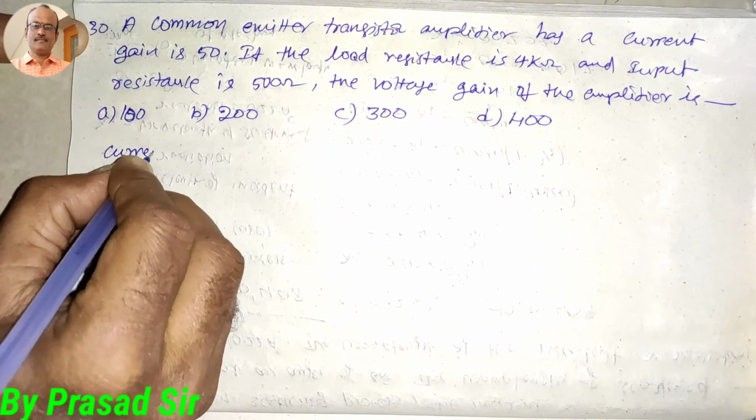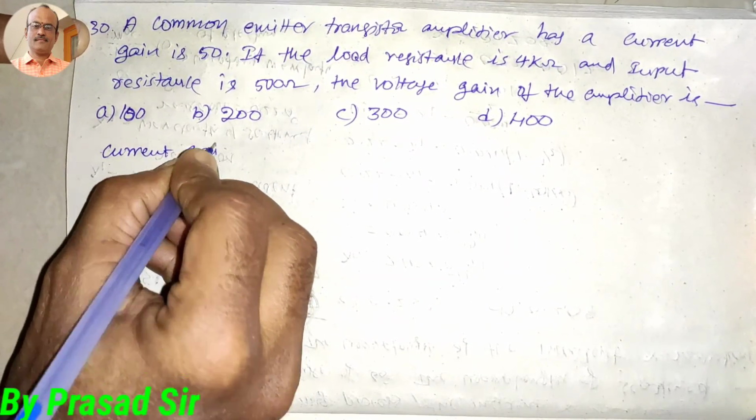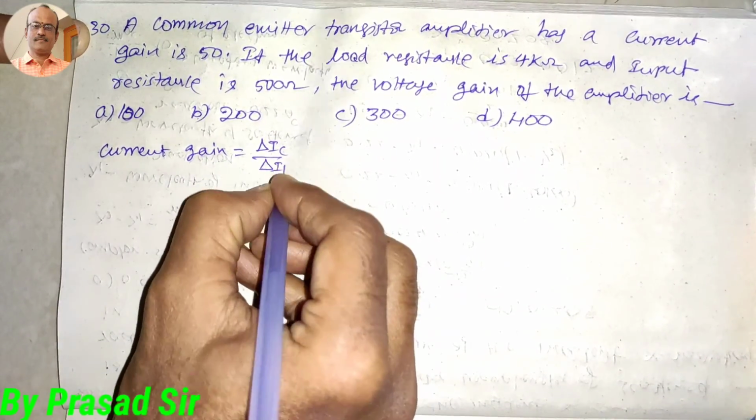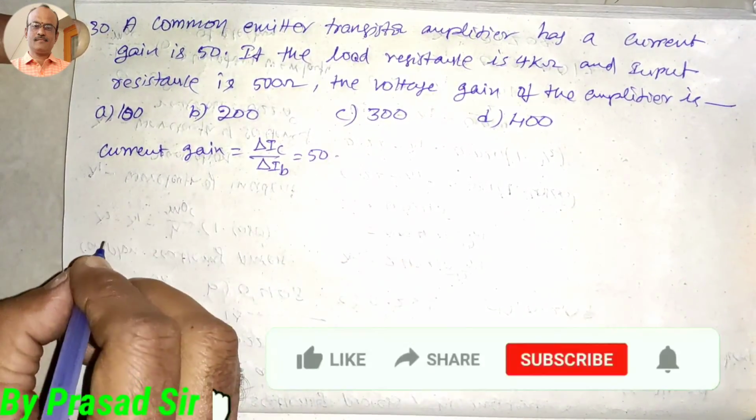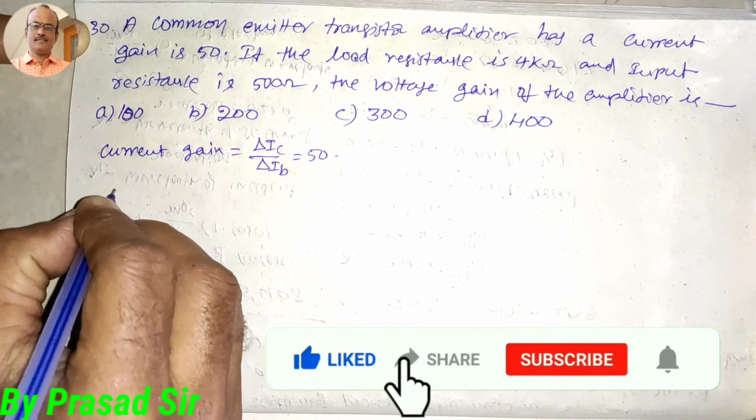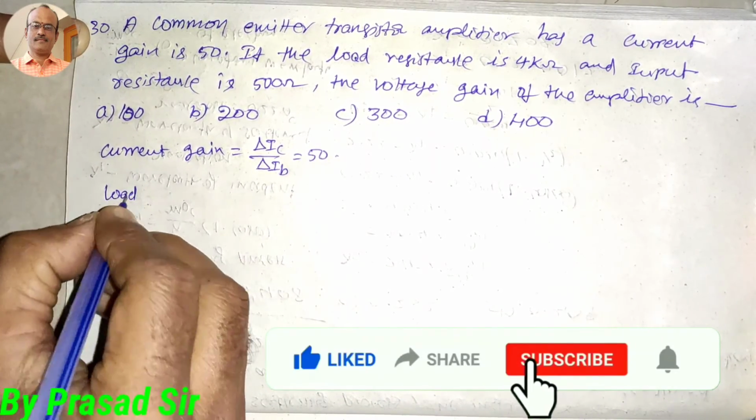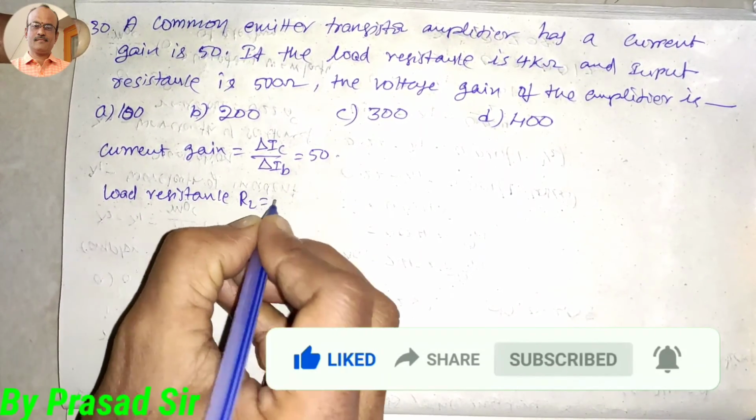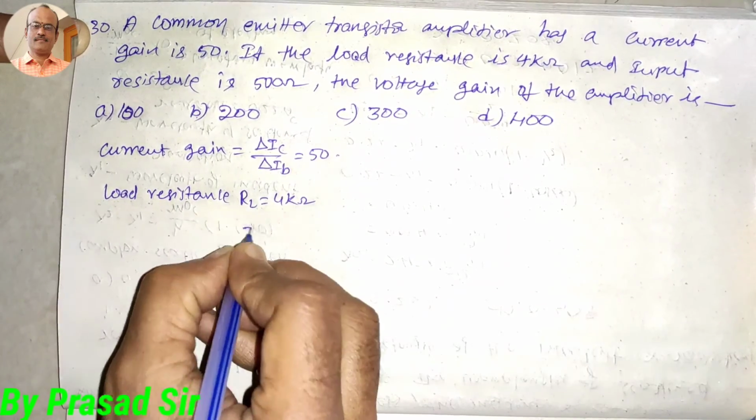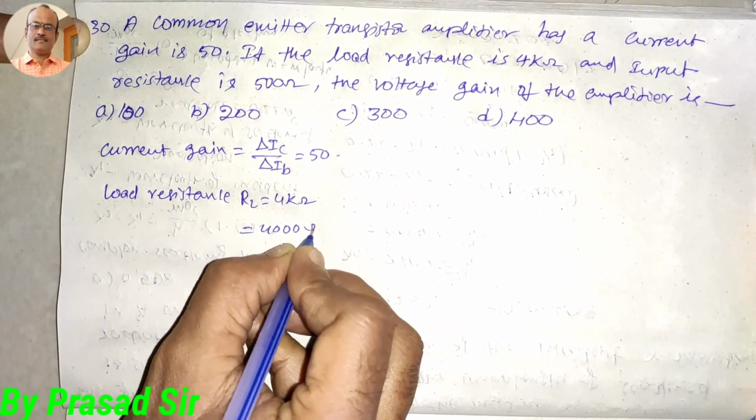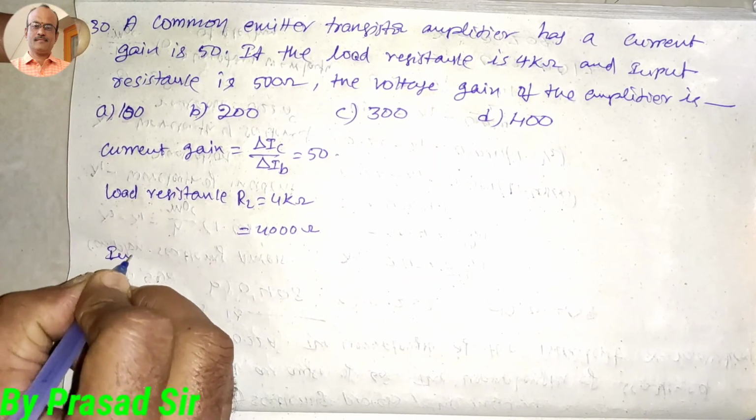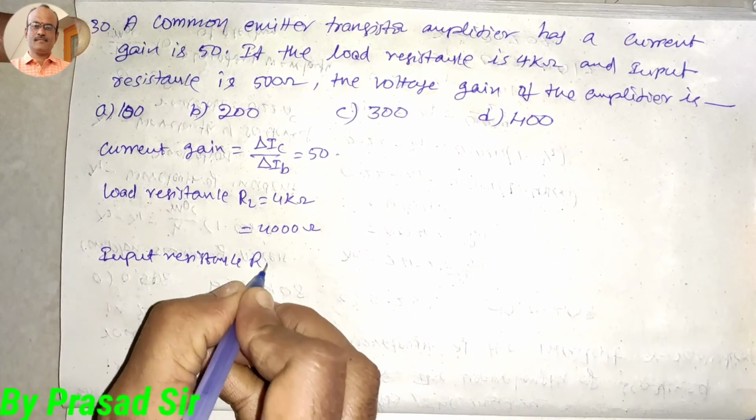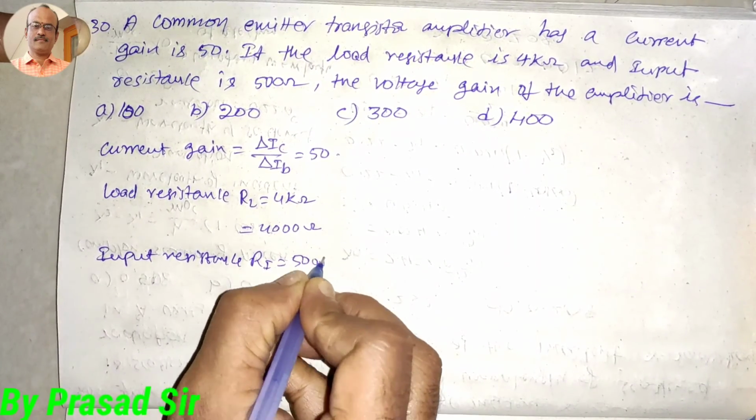So that means here current gain is nothing but delta IC divided by delta IB is equal to 50, current gain. And afterwards load resistance is given, load resistance RL is equal to 4 kilo ohms, that is nothing but 4000 ohms, and input resistance is also given, input resistance Ri is equal to 500 ohms.